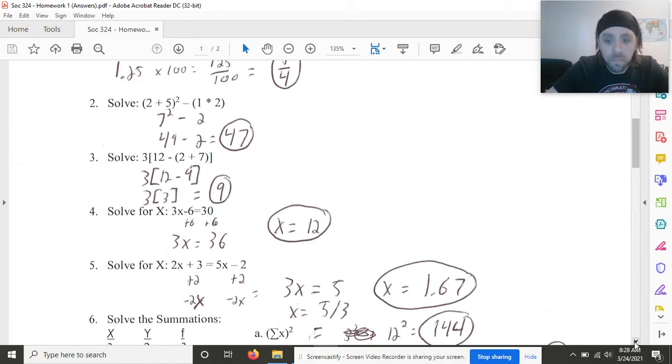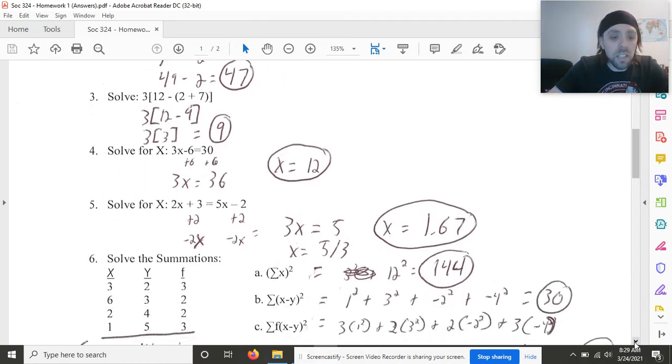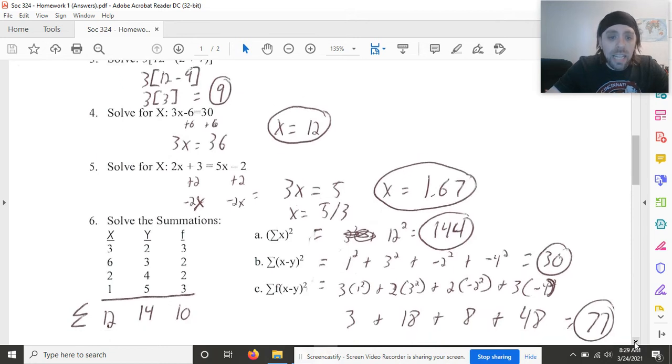That's just my preference. Okay, most importantly was the summations. And if people lost points, I strongly suspect this is where the points were lost. So solve for summations. You'll notice I have a table here with 3 variables: x, y, and f. And I can organize a ton of different summation strategies using these 3 variables. So x, y, and f all have 4 different values. For x, it's 3, 6, 2, and 1. For y, it is 2, 3, 4, and 5. For f, it is 3, 2, 2, and 3.